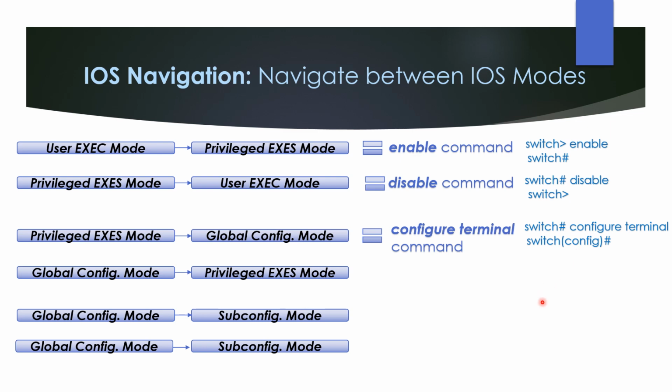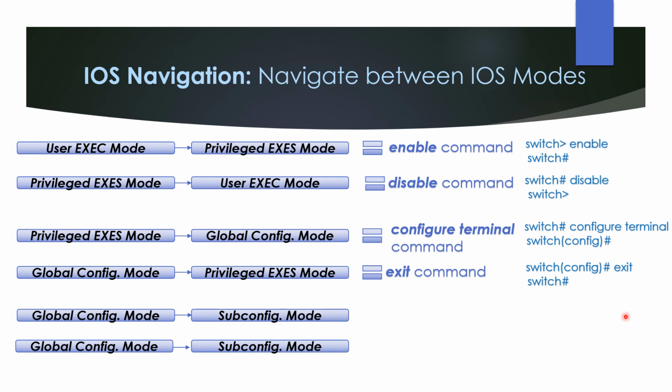To go from the global configuration mode to the privileged exec mode, you have to use the command exit. With the command exit, you are going from a deeper level to a lower level. So you are going from global configuration mode to the privileged exec mode.